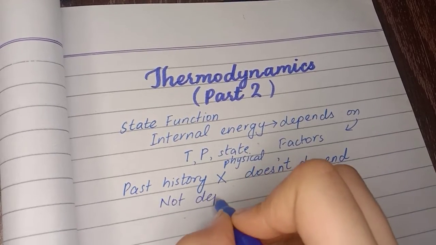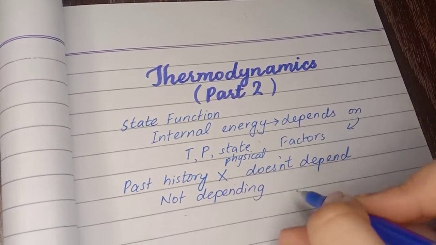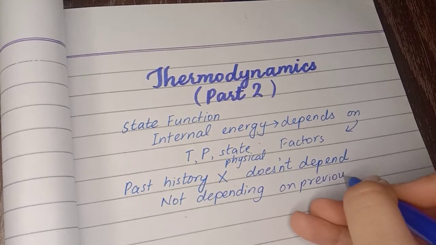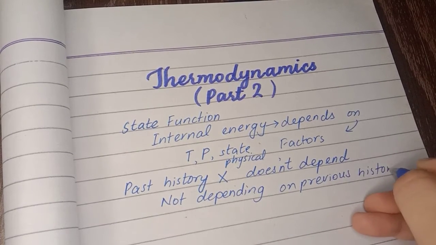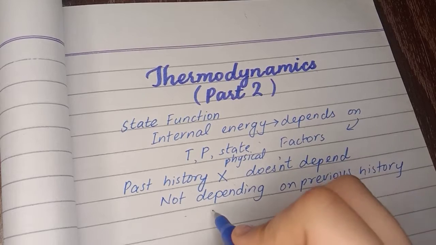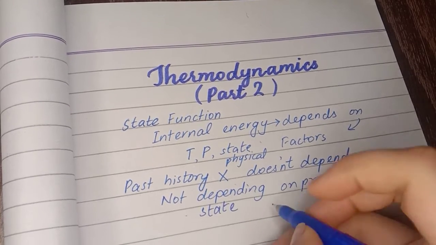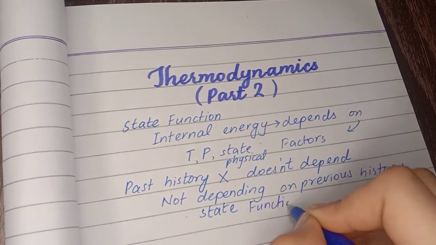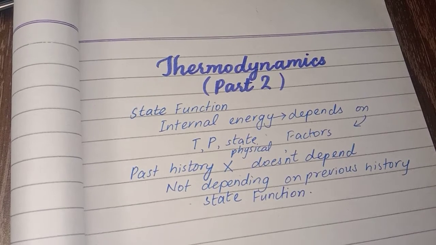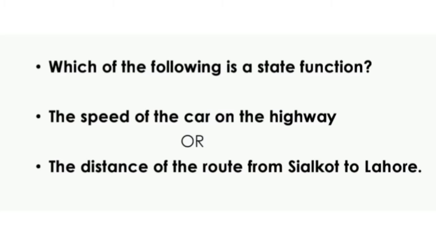and this topic is related to the thermodynamics overall topics. So, one whose value depends only on the present state of the system is a state function. Pressure, volume, and temperature are other examples of state functions, and to be noted here is that work and heat are not state functions. Which one of the following is a state function? The speed of the car on the highway or the distance of the route from Sialkot to Lahore?